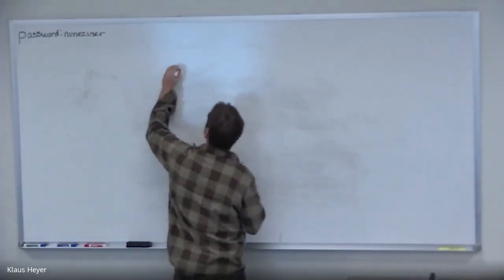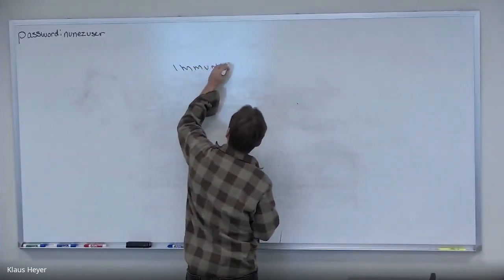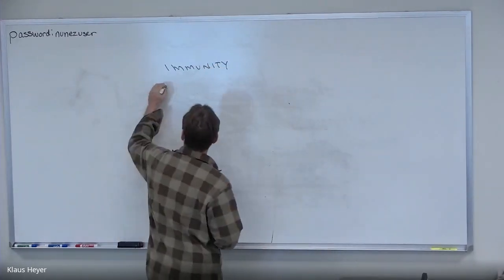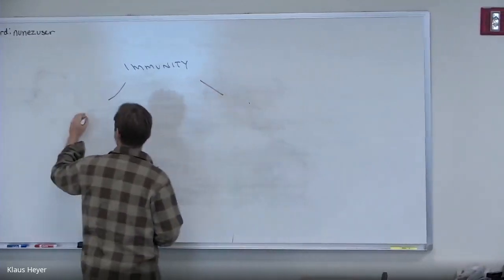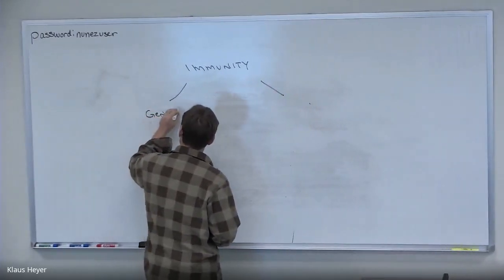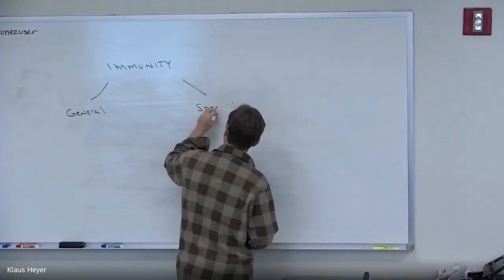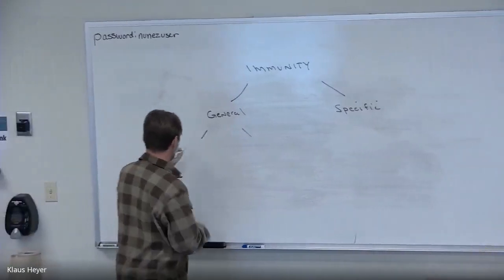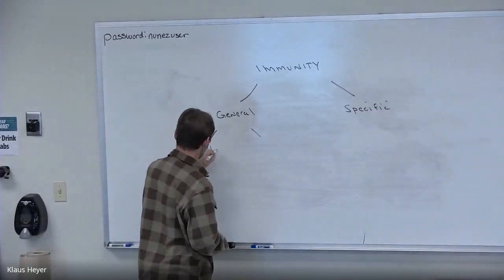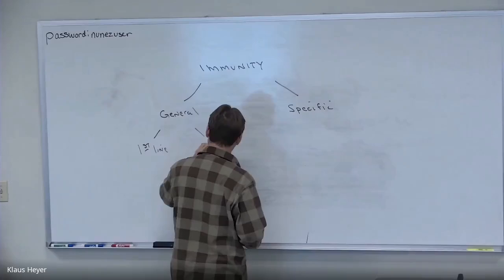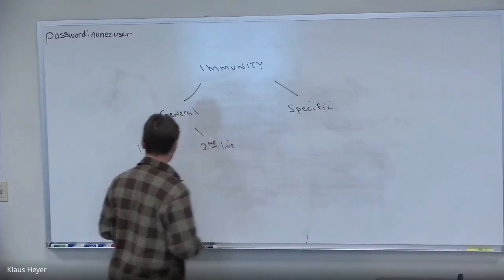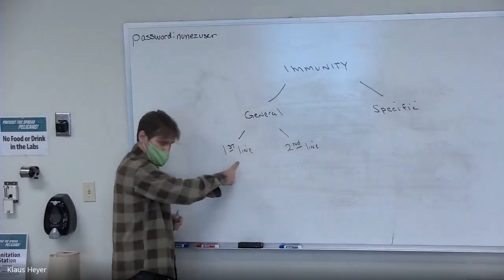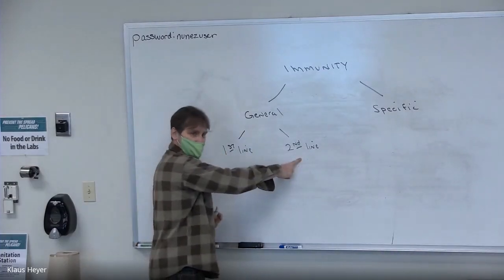Got immunity. Immunity, by the way, is self versus non-self. That's how your immune system sees things. You've got general and specific. Under general, you have two types. You have the first line of defense, and you have the second line of defense. The difference between the two is that the first line did not get past the epithelial tissue, while the second line did get past the epithelial tissue.